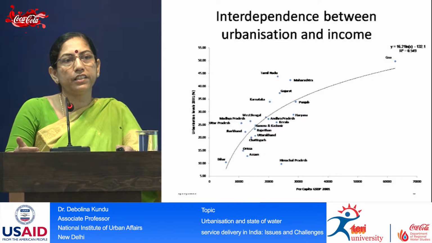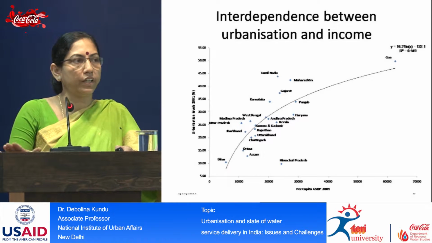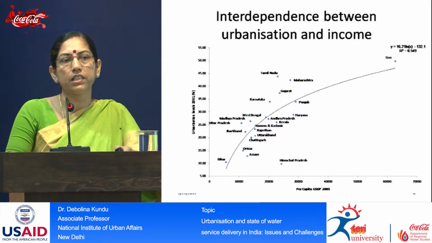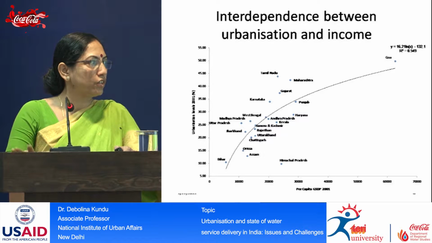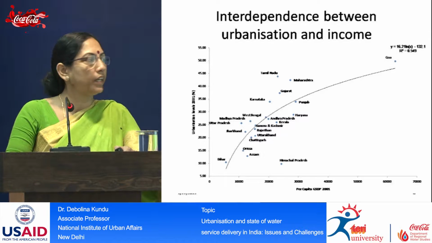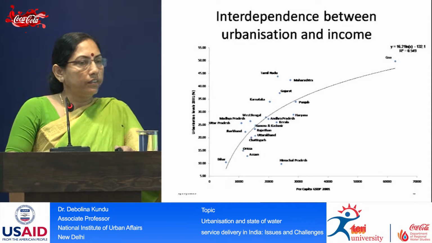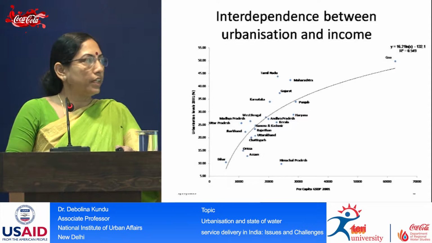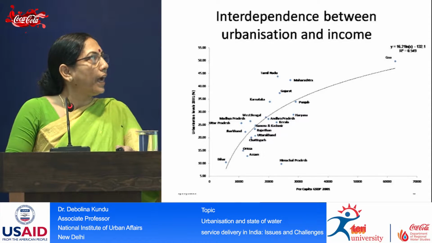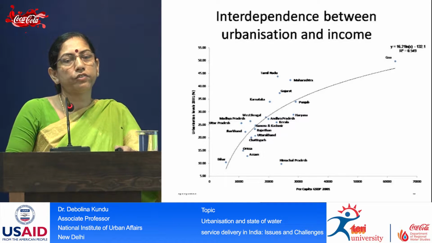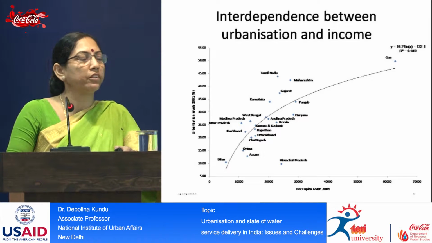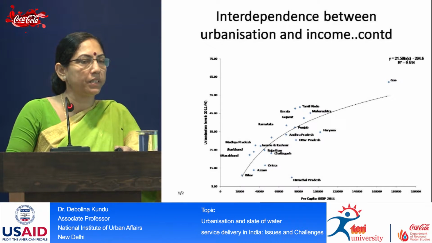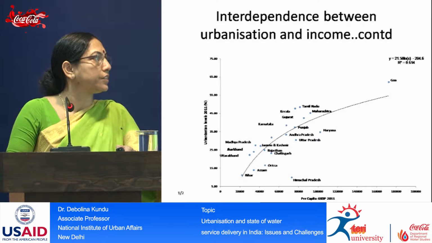We also find there is a strong interdependence between urbanization and per capita income in cities. I plotted the level of urbanization against per capita income in 2001, and the relationship had strengthened in 2011. The urban share of GDP is rising. The latest figures we have, from 2009-10 from the Planning Commission, mention that about 62.5% of GDP is contributed by the urban areas.